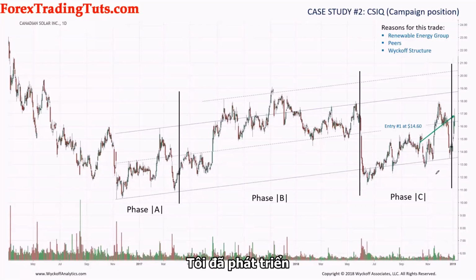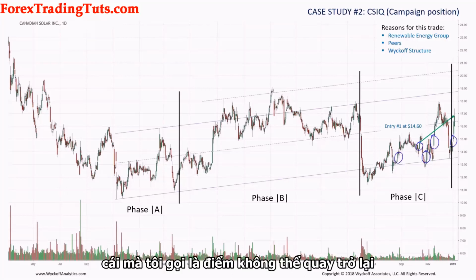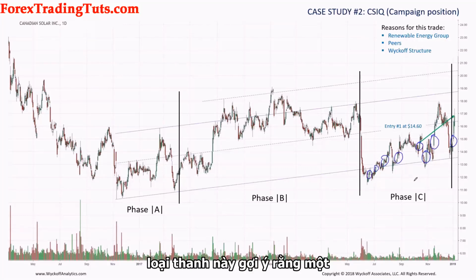So I've developed kind of a proprietary reversal mechanism where I'm identifying specific bars that are reversal bars and that act as what I call a point of no return. This type of bar suggests that a reversal has happened, and this would be the most optimal point of entry. It's below these points of entry, or rather the lows, where you could have the best reward to risk ratio. And these are the points of the lowest risk.